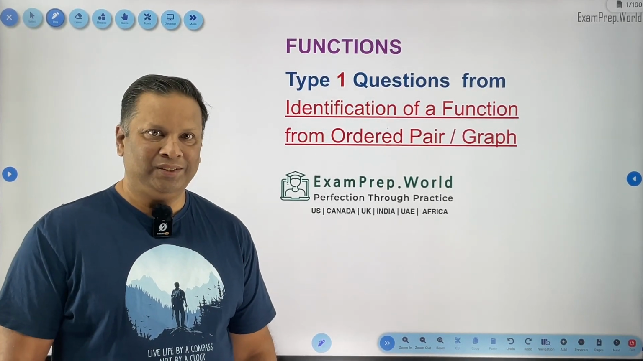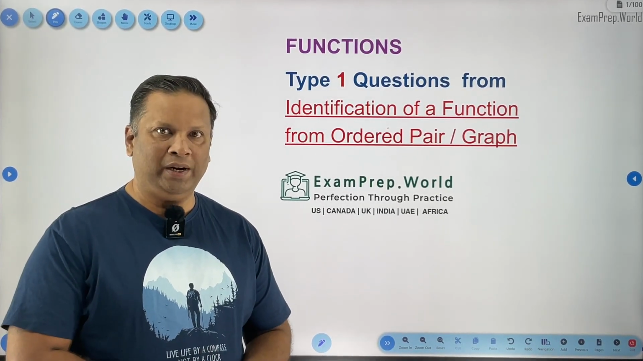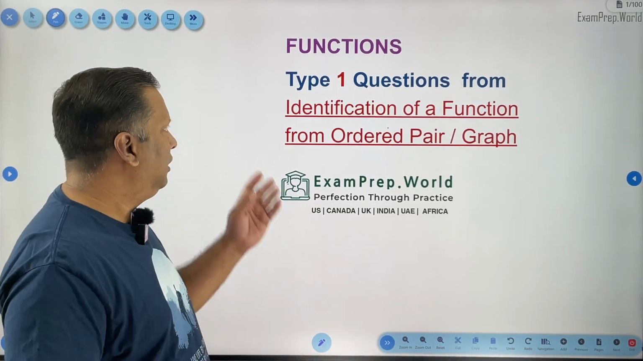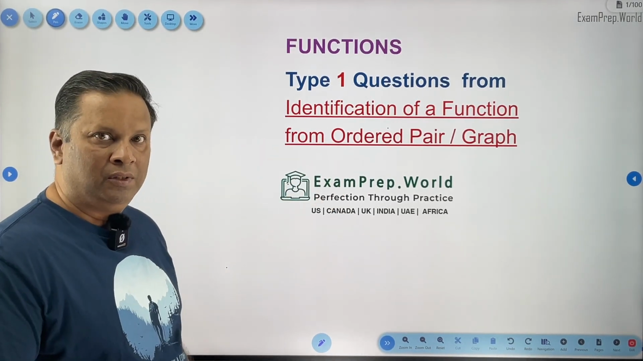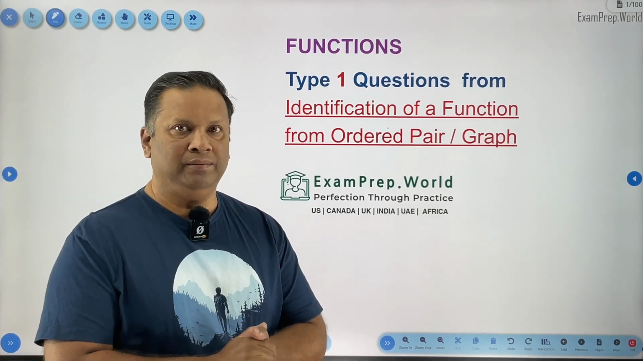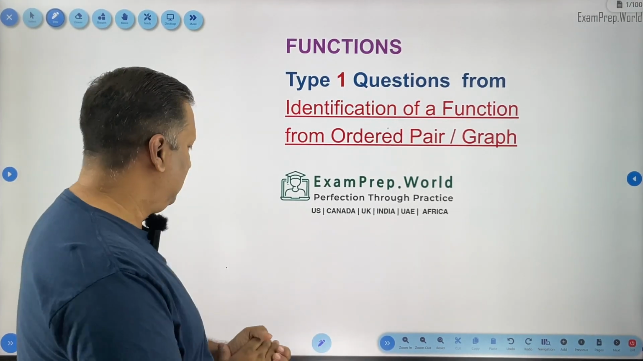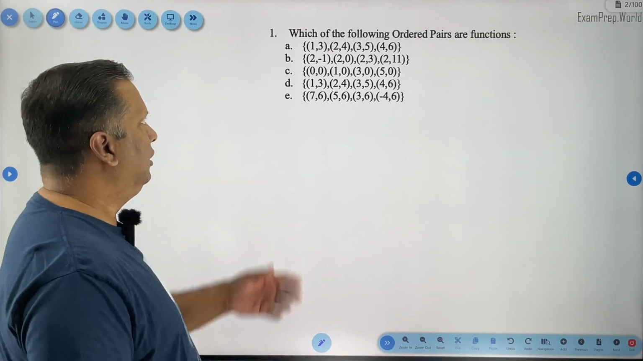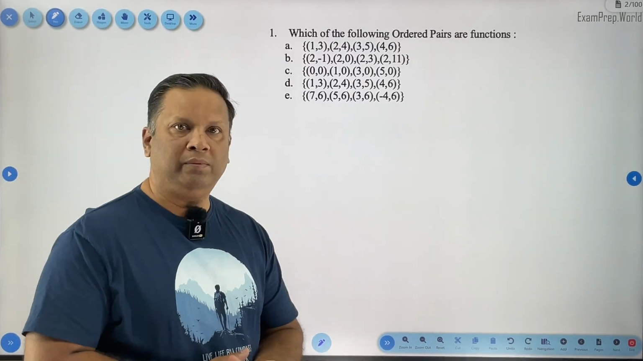Hello children. So in this video we are going to look at identification of a function with the given ordered pairs or a graph. Okay. So let's begin. Here we have a set of 5 ordered pairs.